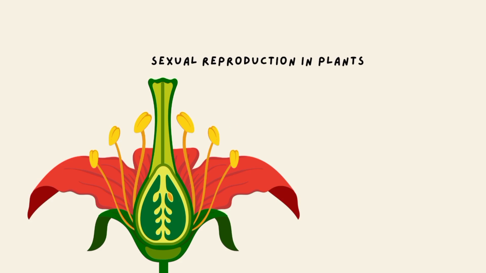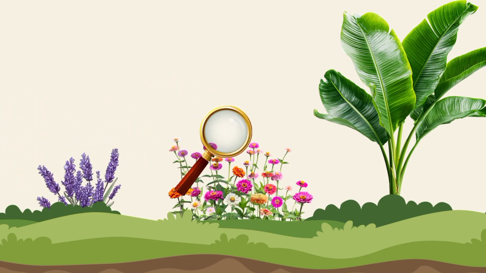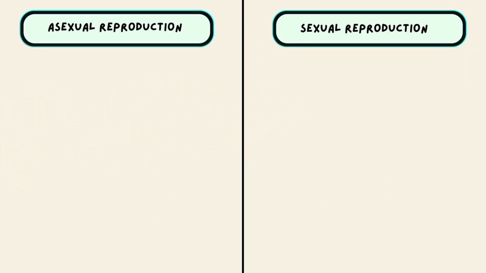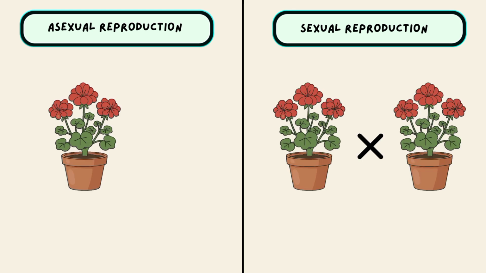In today's video, we'll focus on sexual reproduction in plants, including the role of flowers. But before we begin, let us first look at some key differences between asexual and sexual reproduction. In asexual reproduction, only one parent is involved. In sexual reproduction, two parents are involved.